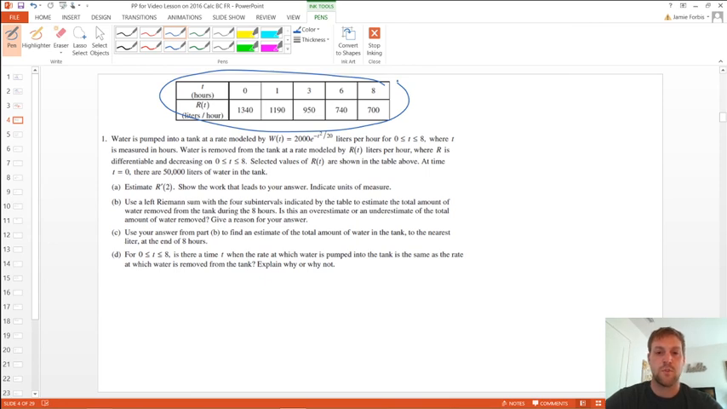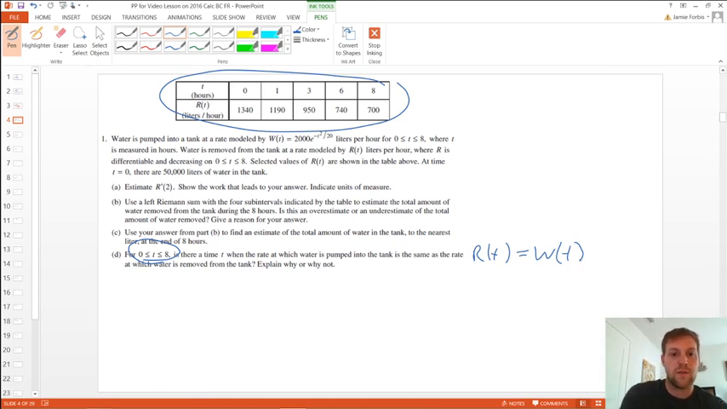So essentially what we're trying to figure out is, on this interval 0 to 8, is there a time where R of t equals W of t? Is the rate out equivalent to the rate in? So that's what we're trying to figure out. So we have to think about some theorem that we can use to make this work.